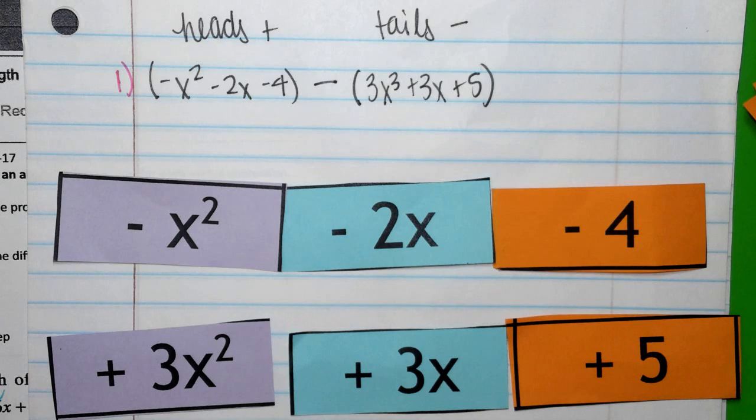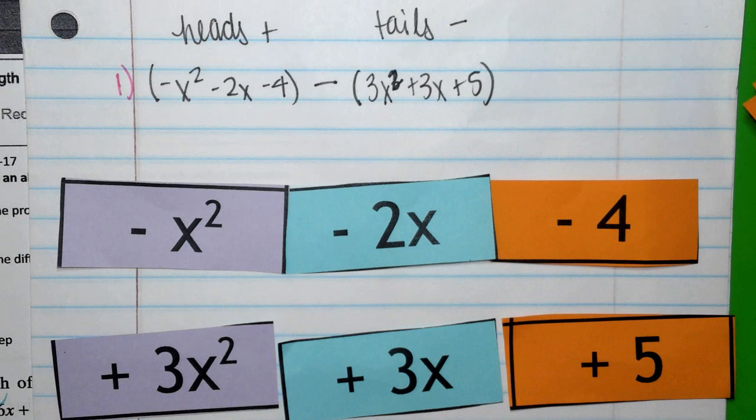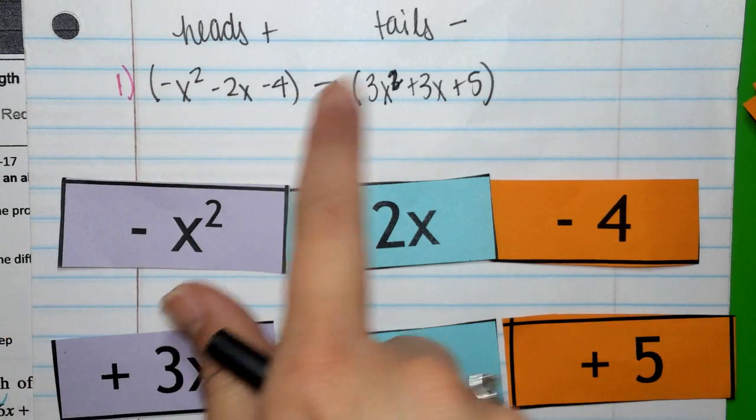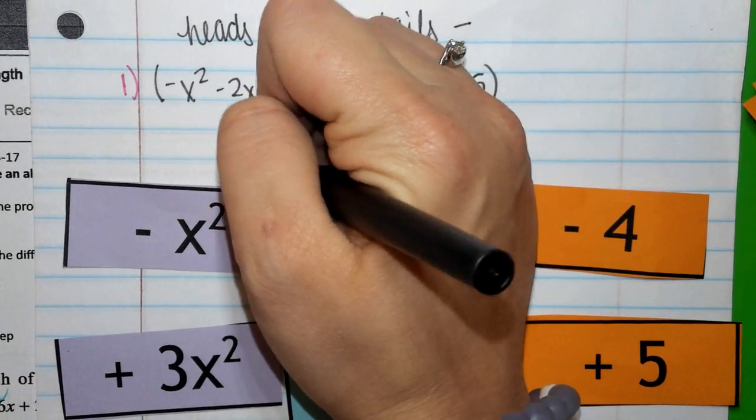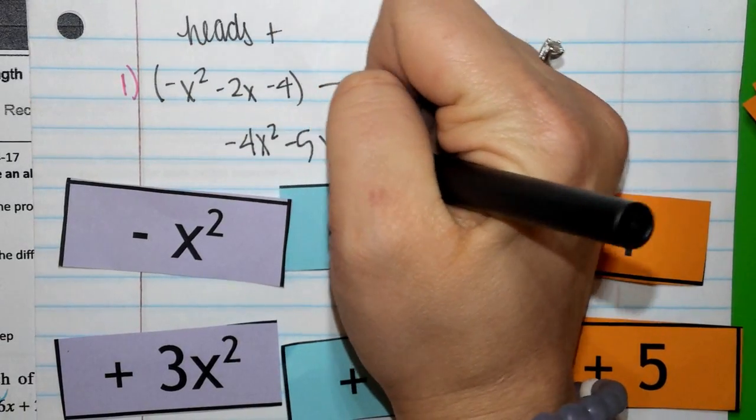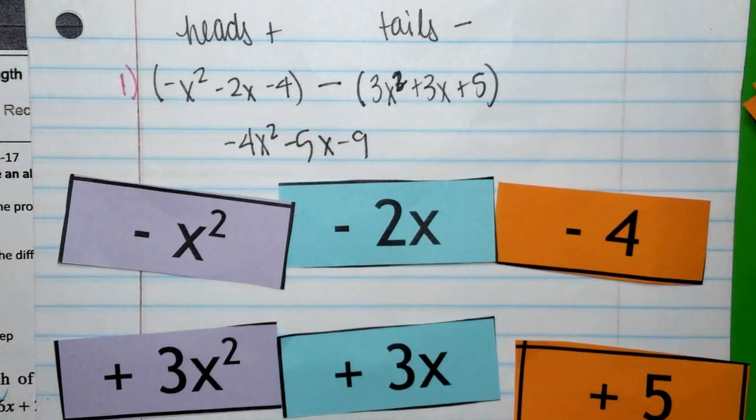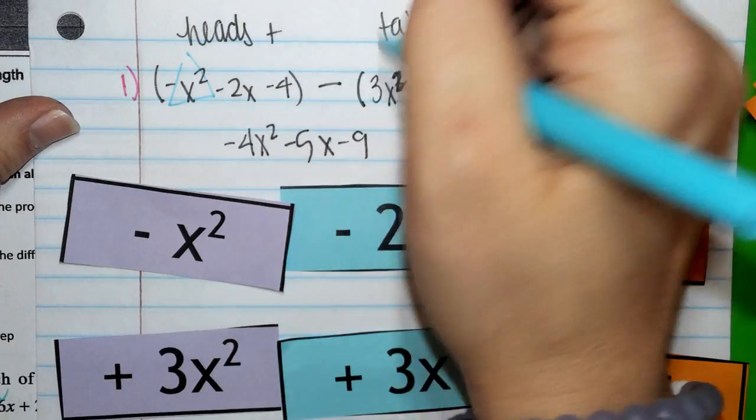Oh, that should be 3x squared, not 3x cubed. I got excited. We're just gonna solve it. They can cancel out. Alright, so now mine is negative 1 minus 3, so that's negative 4x squared. Negative 2 minus 3, that's negative 5x. And negative 4 minus 5 is negative 9. I'm also going to go back and match mine up with a triangle, so I make sure I did it right.